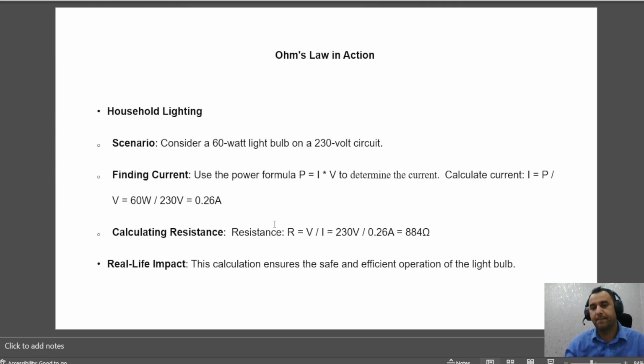0.26 amps. Now we've got the current value, we've got the voltage, and it's that easy now. All we need to do to find the resistance of this bulb is bring R to this side, keep the voltage on top and divide by the current, which is 0.26. So 230 volts divided by 0.26 amps is going to give us 884 ohms resistance value. This calculation ensures the safe and efficient operation of the light bulb.